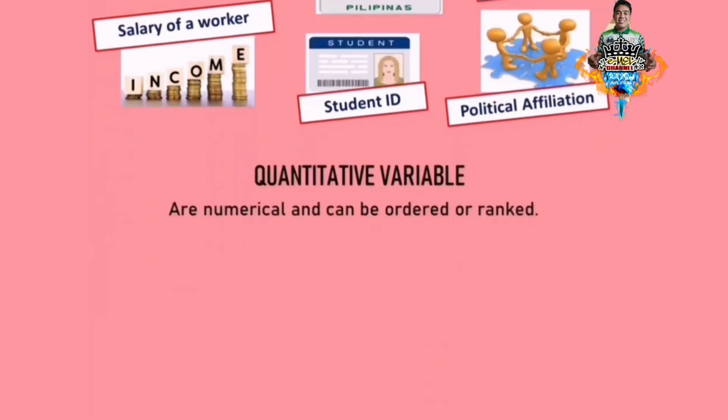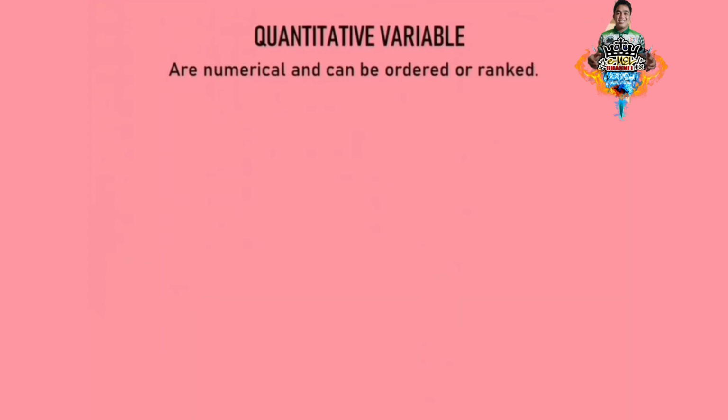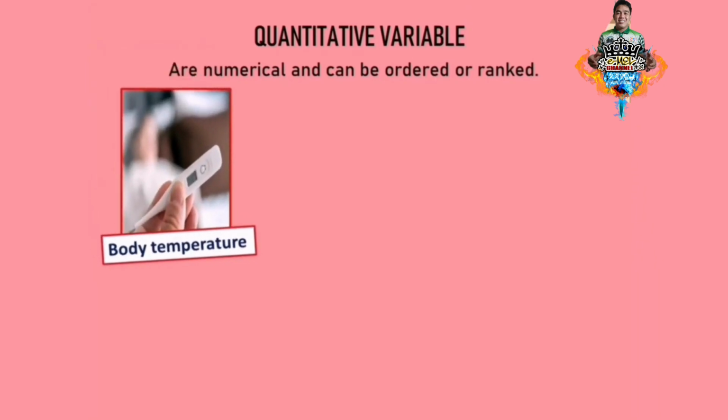So let us have the quantitative variable, which are numerical and can be ordered or ranked. Meaning to say it's just the opposite of qualitative. So it's about numbers, can be quantified. So let us have an example, body temperature of a particular patient. Probably you're able to know the temperature of a person by using the thermometer.